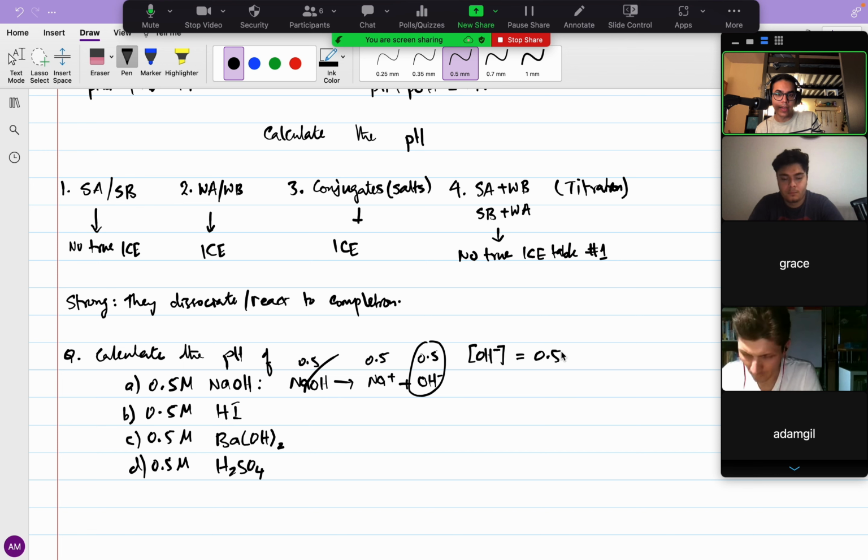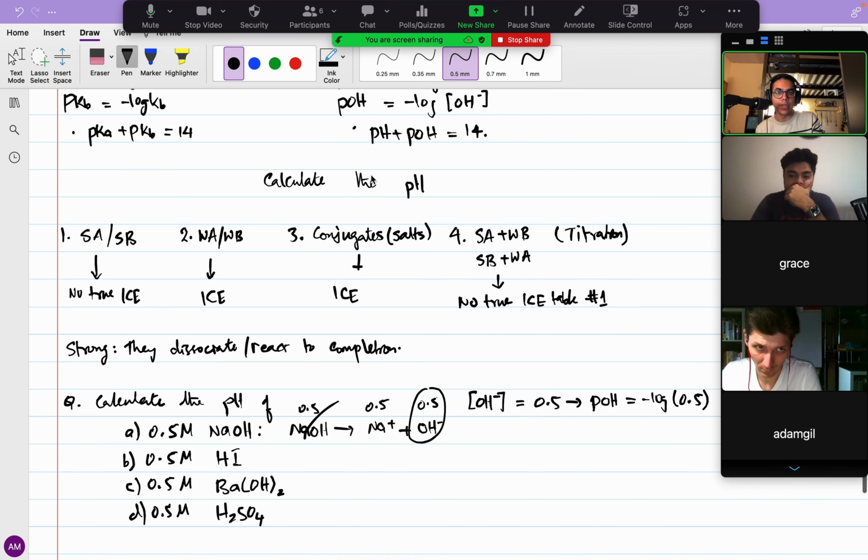Our question is to calculate pH, but we have nothing that relates to H plus. All we have is OH minus. So we'll always, for bases, use this intermediate step. You first calculate the pOH by taking the negative log of the OH minus concentration. And then whatever number you get, you use the pH plus pOH equals 14 rule to calculate your pH. So let's say that this comes out to some number that's going here.